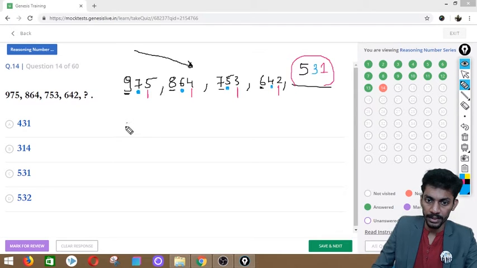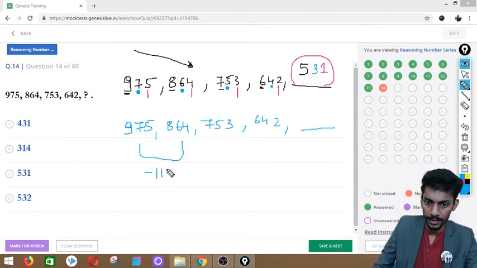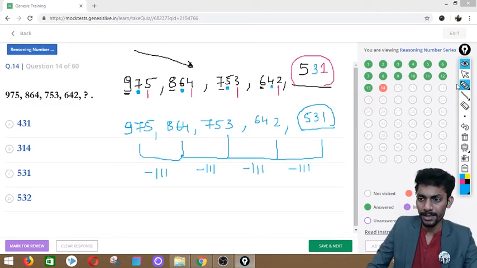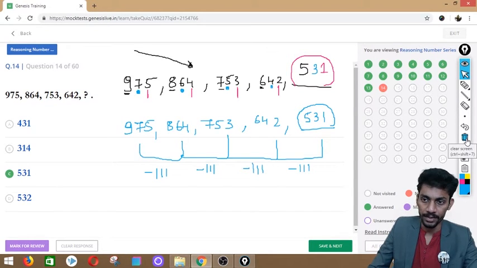Or else you can use a similar method written in a different form. I will tell you that method also. 975, 864, 753, 642, dash. What they have done here is subtract 111 each time. 975 minus 111 is 864. 864 minus 111 is 753. 753 minus 111 is 642. So 642 minus 111 is 531. So that's your answer. Two similar methods, written in a different form. Okay, that's it. Option C. Mark it and go for the next question.